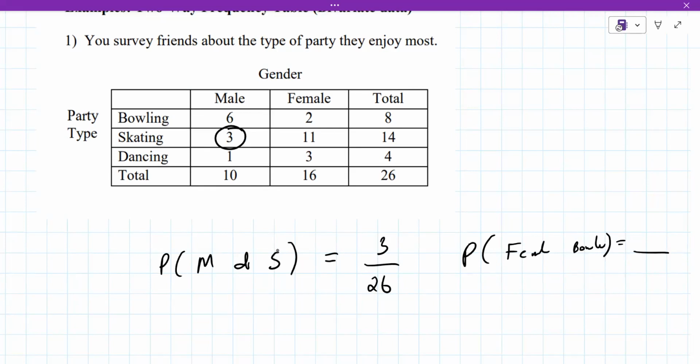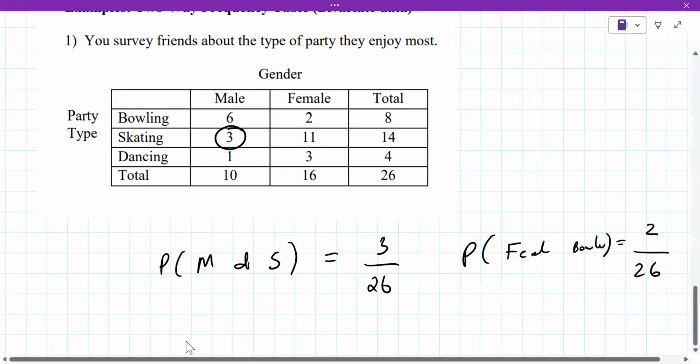Female bowler. Yes, female bowler. Would that be 2 out of 16? It's 2 out of the total. So the total is male and female. If it's male and skating or female and bowling, it's the single cell out of the total. It's different language when you're restricted to a row or to a column.